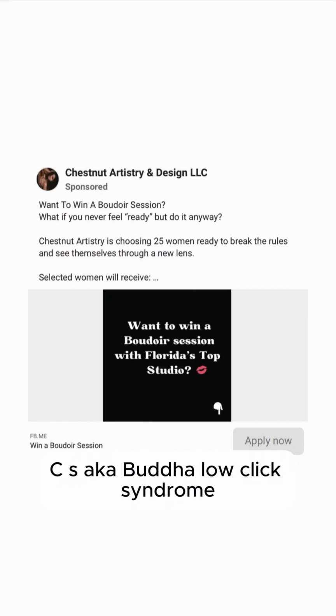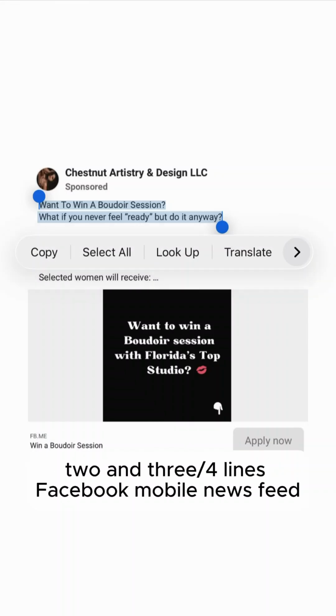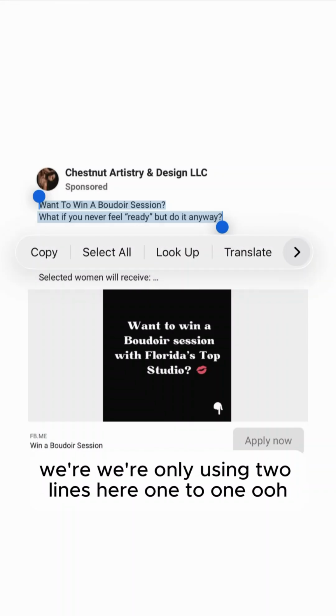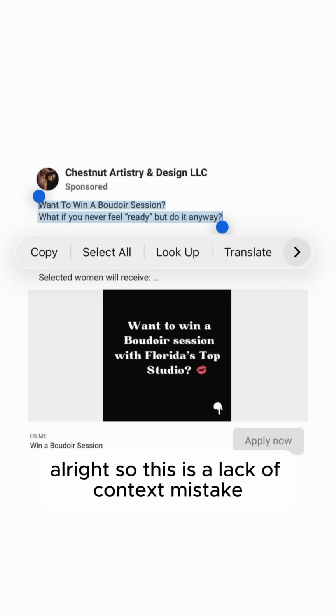Finally, we're going to look at the see more headline here. First two and three-quarter lines, Facebook mobile newsfeed. We're only using two lines here: 120 Boudoir session. What if you never feel ready, but do it anyway? All right, so this is a lack of context mistake.